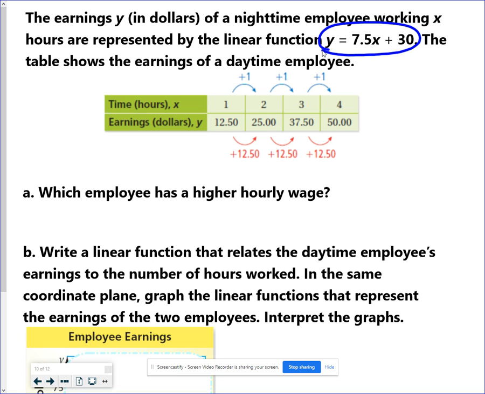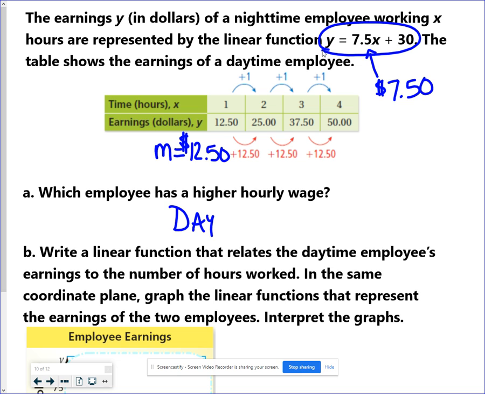We've got this table that shows a daytime employee, and for each hour how much money they've made. Which one has a higher hourly wage? Well, looking at the slope of the daytime employee, it's going up by $12.50 for every hour. So the slope for this person is $12.50, or the rate of pay, they get paid $12.50 per hour. The nighttime employee only gets $7.50 per hour. So that means that the daytime employee has a higher hourly wage.